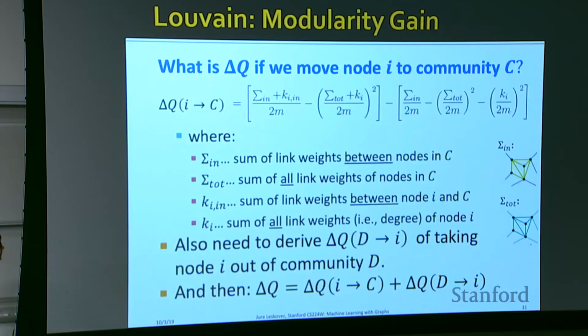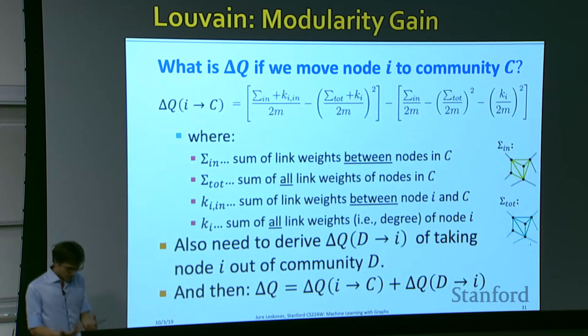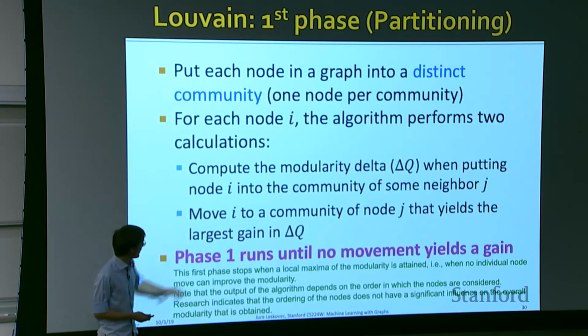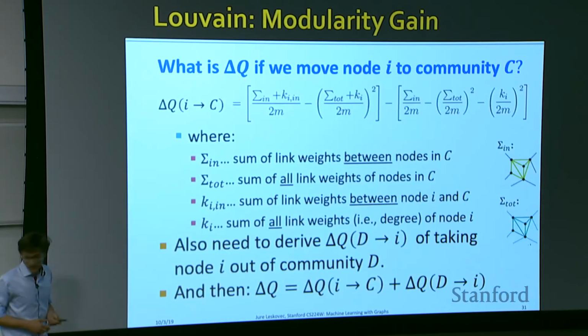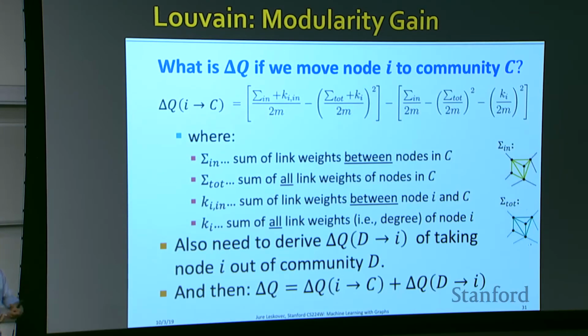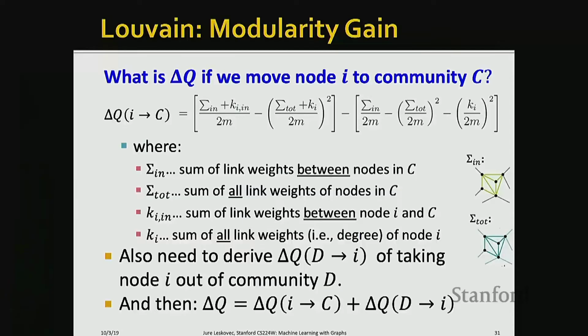Good. So now the question is, how do you compute this delta Q? You could just evaluate the formula I gave you, but that would be very inefficient. So what people did is they derived this formula that may look a bit scary, but the point is that it allows you to very quickly evaluate how much modularity would increase if I take node I and move it into the group or community C. And this formula has the following terms. I will explain a bit, but I don't want to explain too much because this is your homework problem.